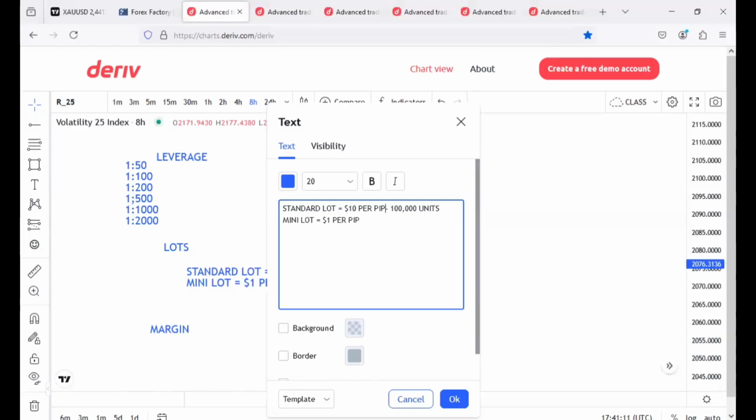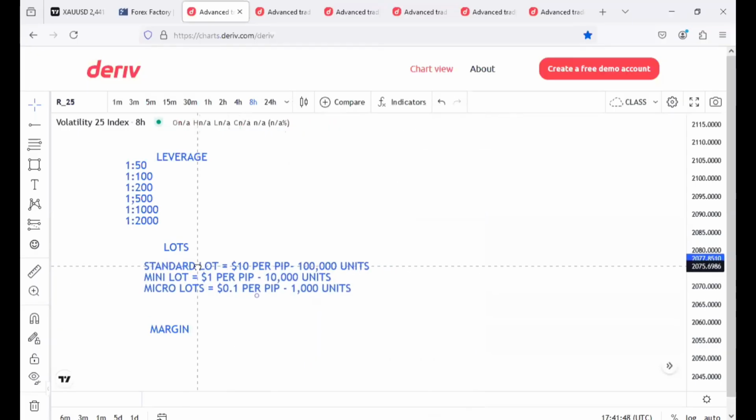Let me put it so you can understand. It is $1 per pip, and that is 10,000 units. Then there is the micro lot, which is $0.1 per pip, which equates to 1,000 units. These are the three types of lots.